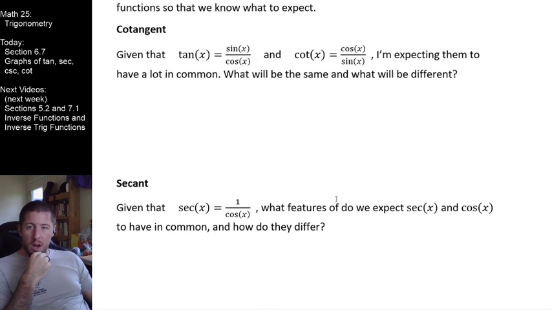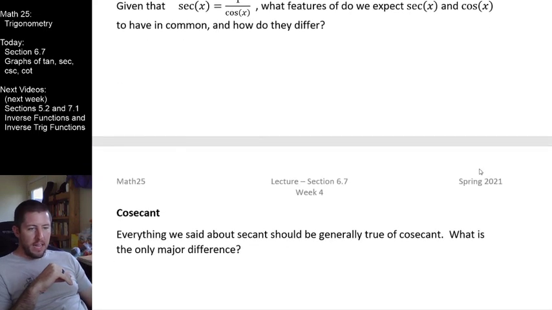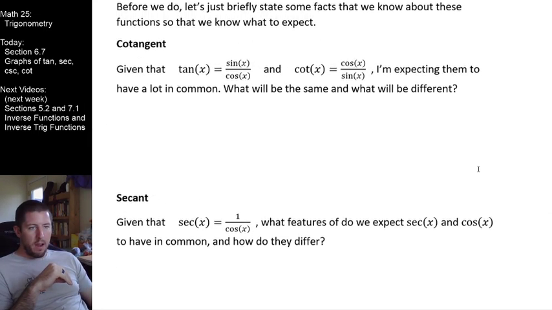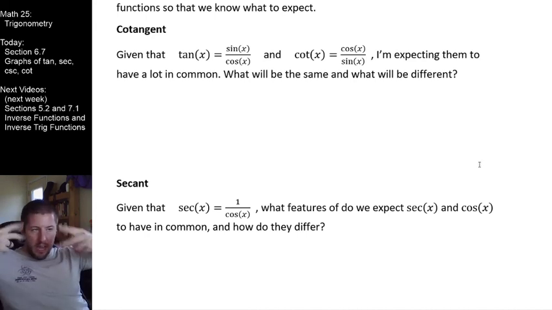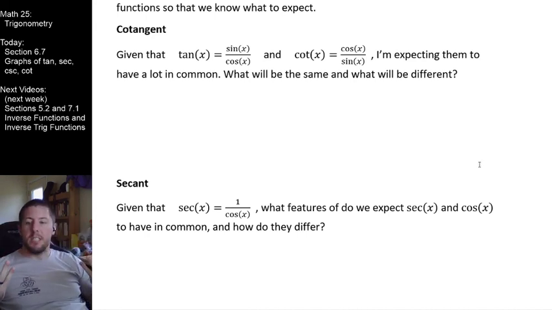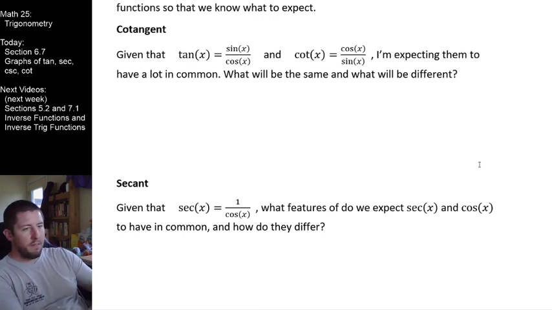These ones I'm so much less worried about. You should still be able to look at that and say, oh, I know that's a secant graph right there, stuff like that. But we're going to spend half as much time on these guys right here. So these next 3 we'll do relatively quick. So cotangent. Cotangent is just the reciprocal of tangent. Tangent is sine over cosine, which means cotangent is cosine over sine. So I'm expecting them to have a ton in common. What's going to be the same? What's going to be different right here?